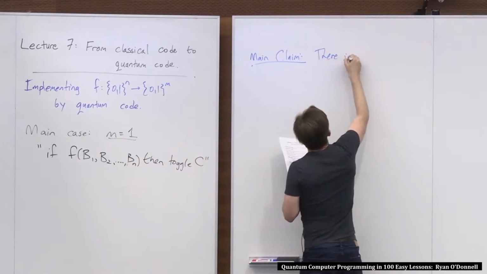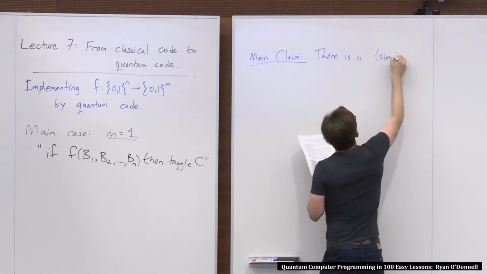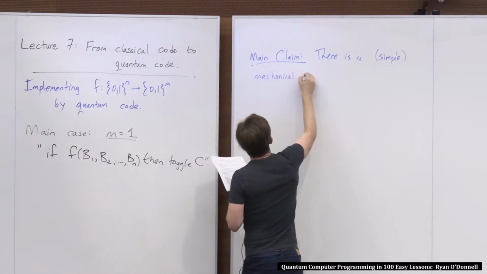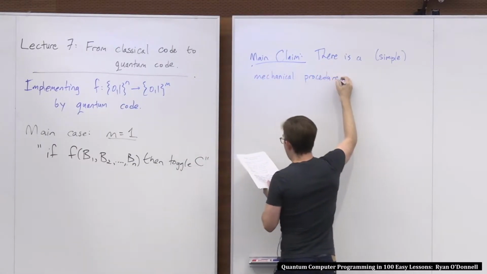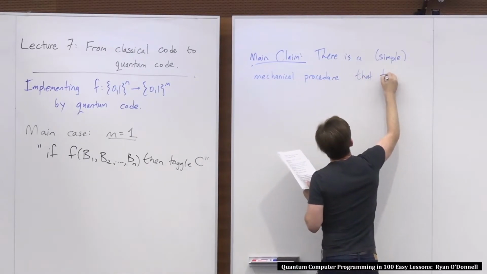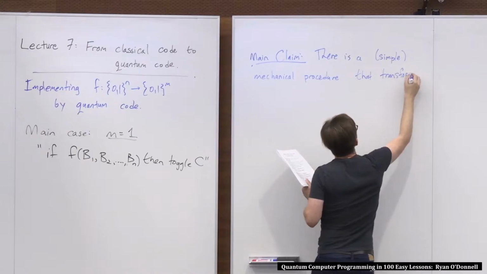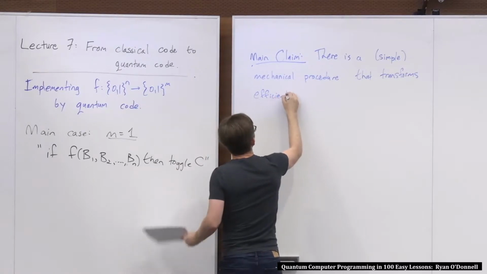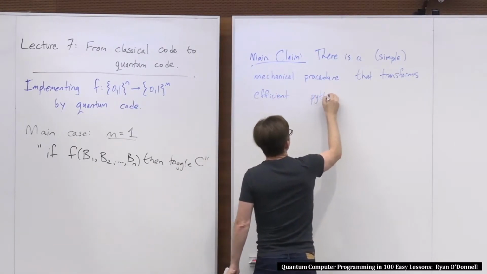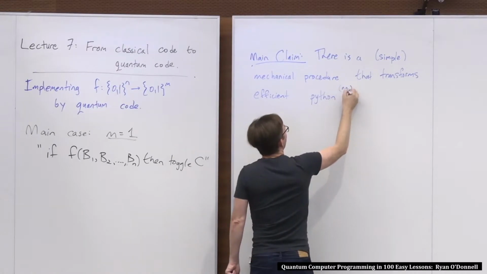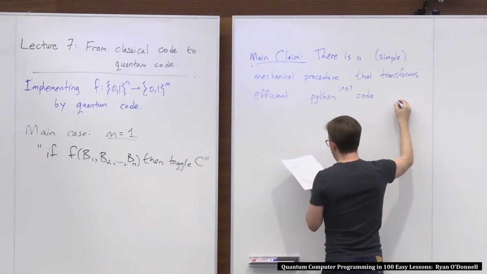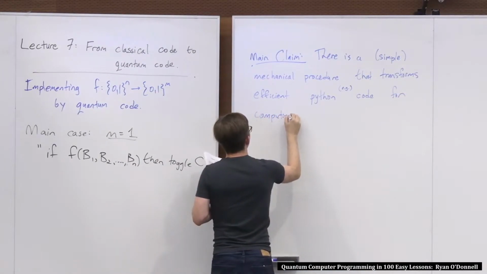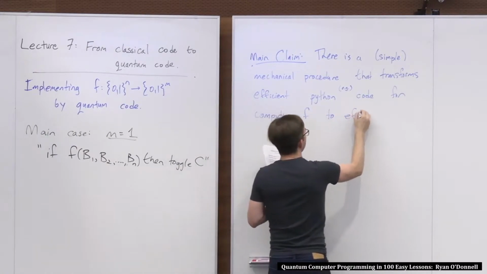There is a simple, even mechanical procedure that transforms, this is kind of about a compiler, if you will, a classical to quantum compiler, that transforms efficient code, let's say in Python, because many people enjoy this programming language, for computing f, to efficient quantum code doing this.